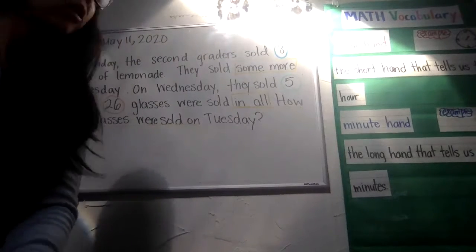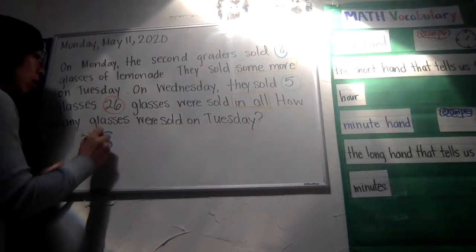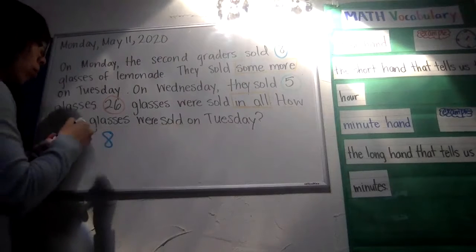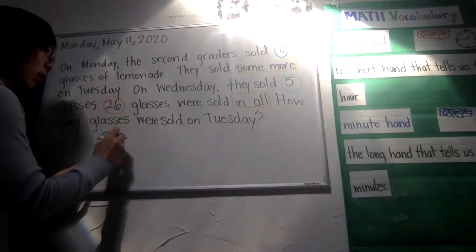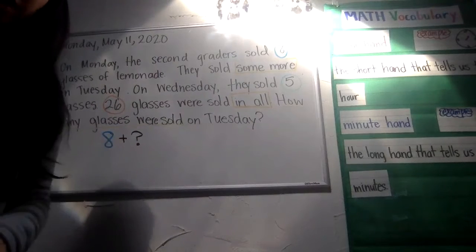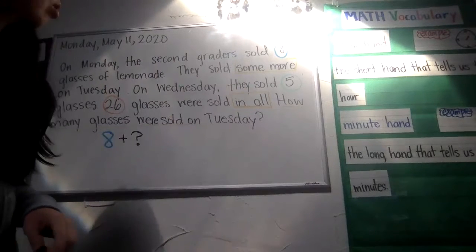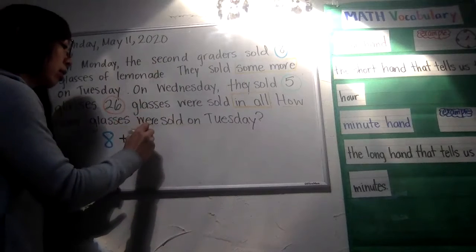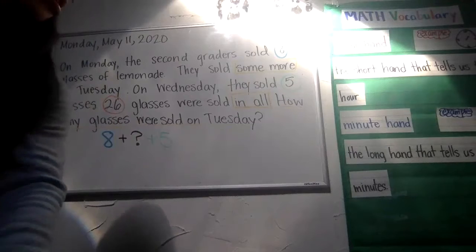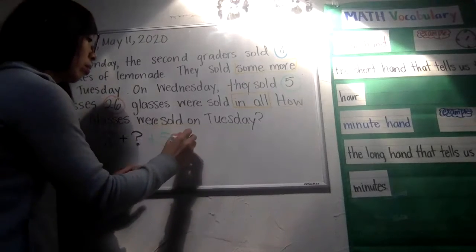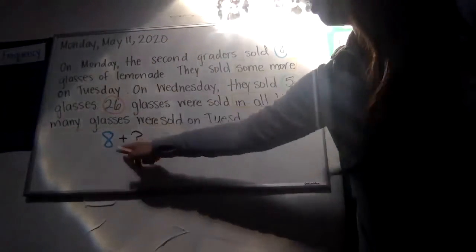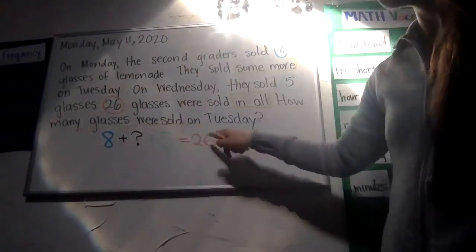Let's make an equation with it now. So we're going to use our 8. We know on Tuesday they sold some more. Remember, when we don't know how much more, we add, and we can just put in a question mark for that. And then we know that they sold 5 more glasses on Wednesday. And then we saw that there were 26 glasses sold in all. All right, scholars, so here we go. We have an equation. We have 8 plus question mark plus 5 equals 26.